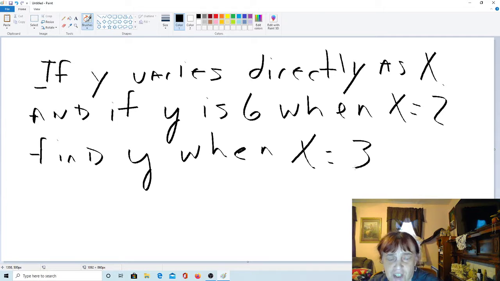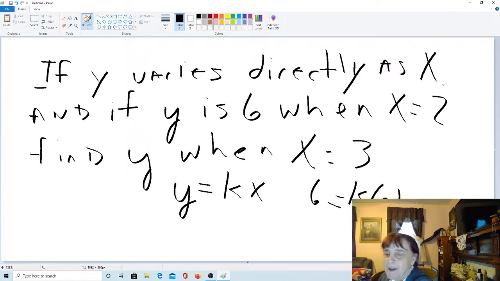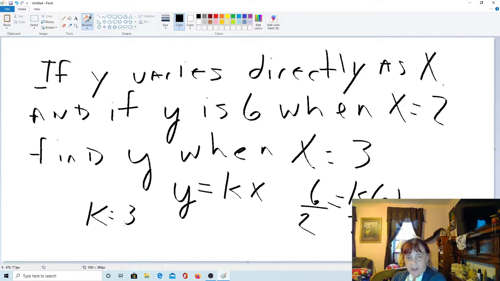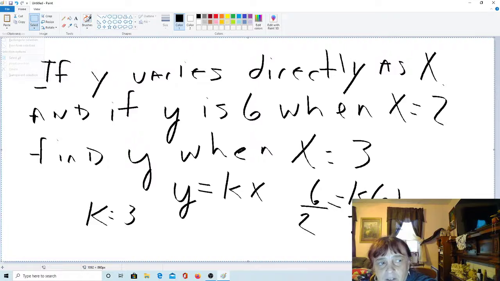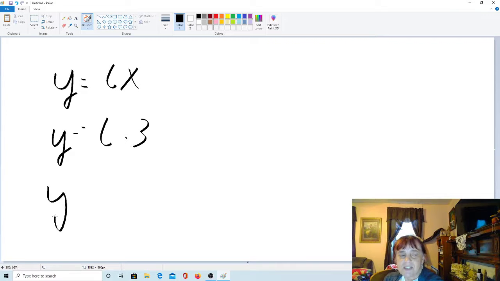Okay, so your equation is y varies directly as x. Your equation becomes y equals kx. So if y is 6 when x is 2, 6 equals k times 2. Divide both sides by 2 to solve for k. And you have what? K is 3. So now your equation is y equals 3x. So find y when x equals 3. Y is 6 times 3, so y is 18.